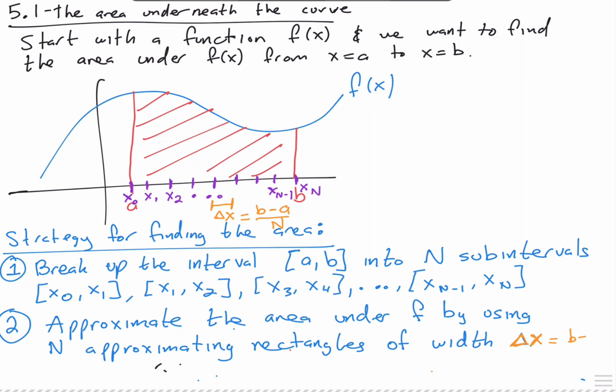So, for example, if the width of the interval was, just hypothetically, 16 and we had 8 subintervals, then what would be the width of each one? 2. And that makes sense, right? If the length of the interval is 16 and you break it up into 8 sections, well, each subsection is length 2, right? Okay, so that makes sense, hopefully. All right.